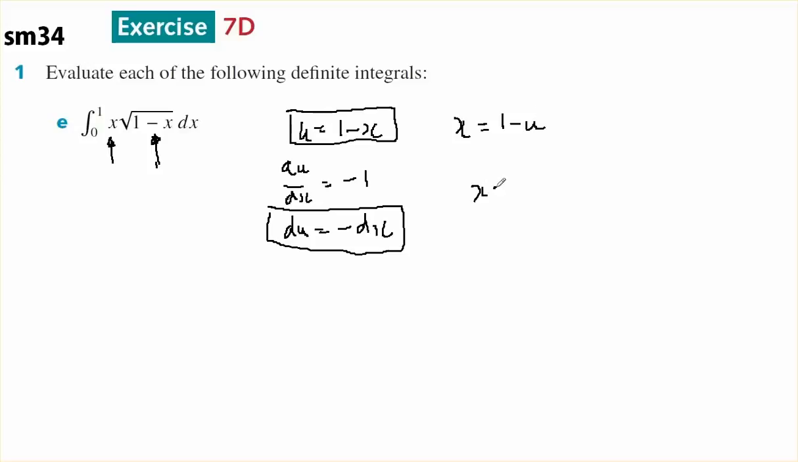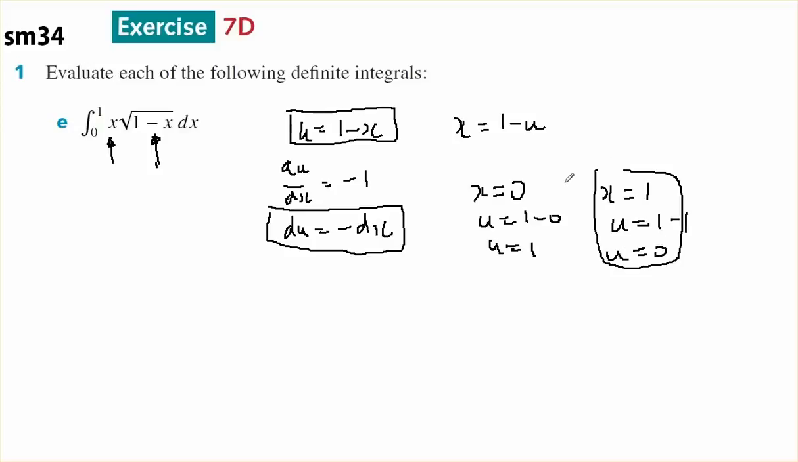So when x equals 0, u will equal 1 minus 0, or u equals 1. And when x equals 1, u is going to equal 1 minus 1, so u will equal 0. So now for the substitution. Instead of x equaling 0, I'm going to have u equaling 1. And instead of x equaling 1, I'm going to have u equaling 0.